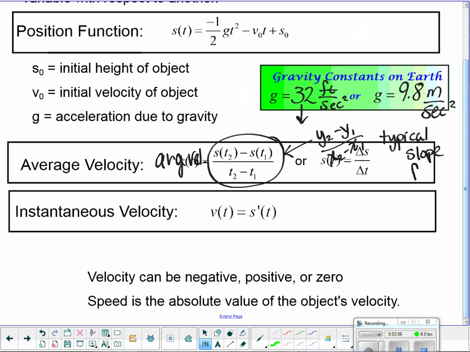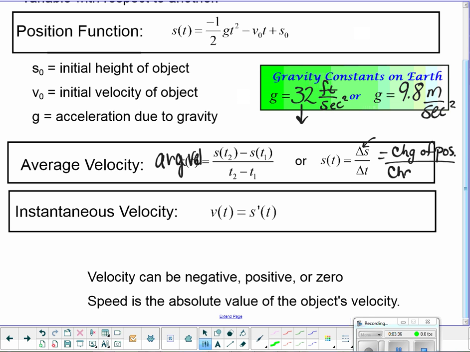And when I put my x value into the s function, I'm going to get out a y value. So that's why s of t sub 2 minus s of t sub 1 are really talking about y values. Or really it's the position at time 2 minus the position at time 1, which then rings through as a change of position over change of time. No matter which way you look at it, it's a rate.